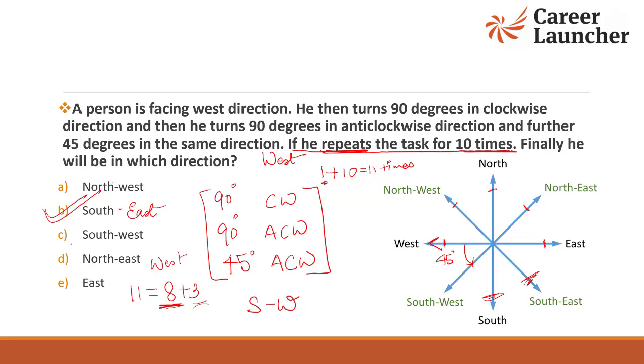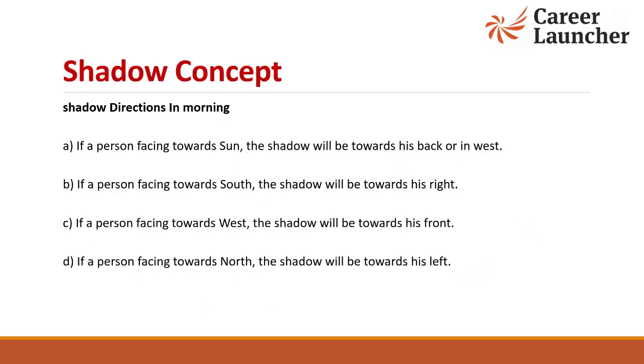We have to generalize, we have to identify any pattern, and then we don't have to do actually this task so many times. We have identified that after doing this task for 8 times, he will come back to his original position. Now the concept of shadow. As per a usual science says, or the basic science says, a shadow is formed whenever sunlight or the source of light is obstructed by an object.